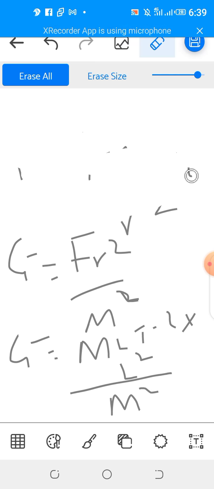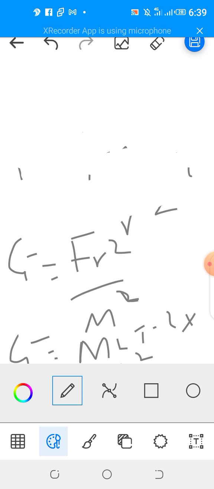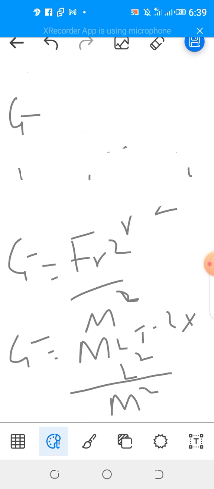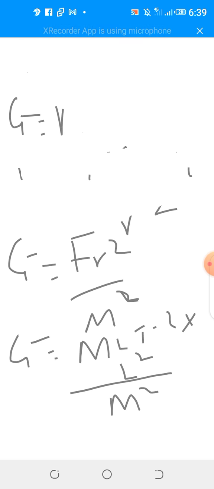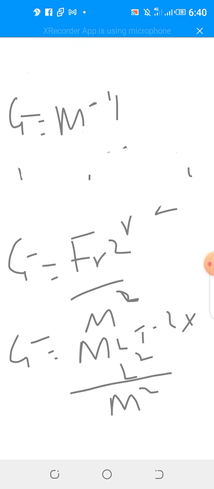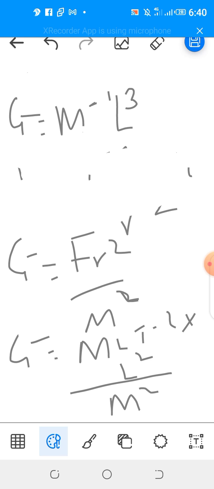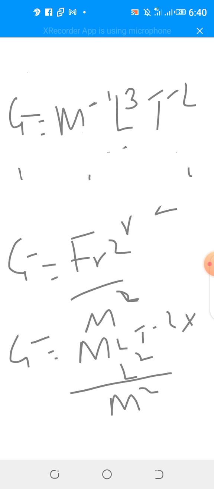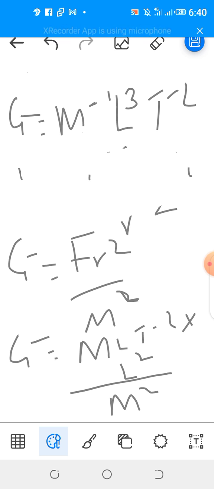So what do we have now? Our G now equals what? M minus 1, because M is M1 divided by, that's 1 minus 2, that's M minus 1, L 3 T minus 2. This is the gravitational constant.